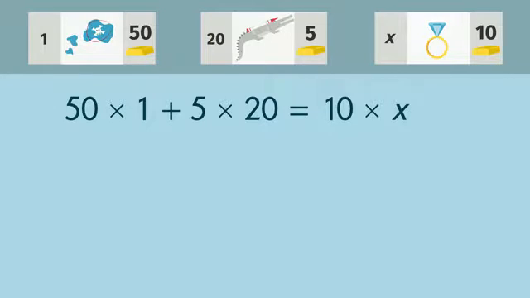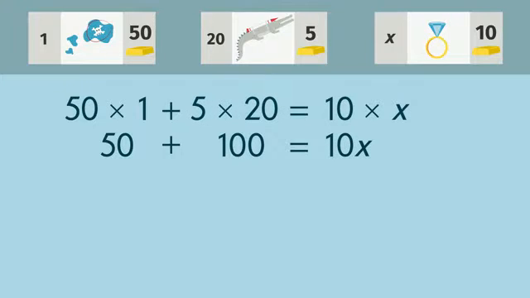Now, to solve the equation for x, you have to simplify the equation using PEMDAS and opposite operations. Here, multiplication is first. 50 times 1 equals 50, and 5 times 20 is 100. Now we have to add. 50 plus 100 equals 150. 150 is equal to 10x.